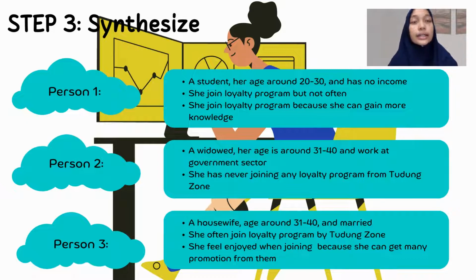According to our analysis, we had interviewed 3 persons in order to answer our questions about Tudong Zone. For person 1, she is a student and has no income. For person 2, she is a widow, and person 3, she is a housewife. Person 1 joined loyalty program from Tudong Zone but not often, because she wants to gain more knowledge since she is a student.